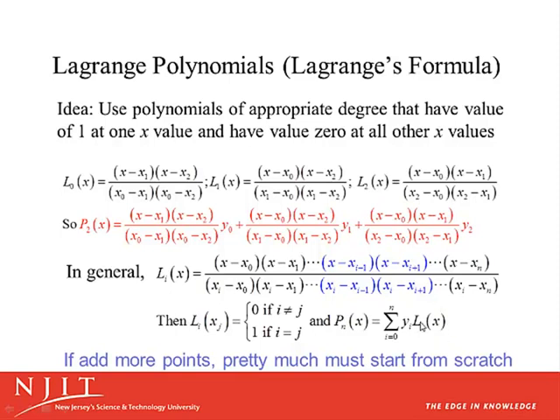The problem with this is that if you add more points, suppose you did this process and you had 4 points and you found the cubic Lagrange polynomial, and then you found a 5th point, and now you want the 4th degree Lagrange polynomial. Well, you'd basically have to start all over again, because then you'd need to construct all your 4th degree polynomials, and so that would take a lot more work.